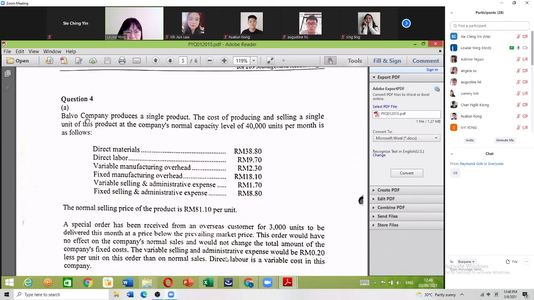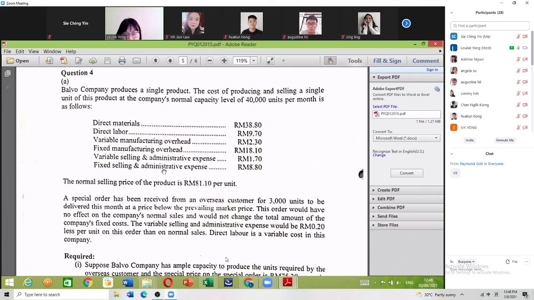Okay, so Bravo company produces a single product, right? The cost of producing and selling this single product at the normal capacity level of 40,000 units per month is as follows. This is based on its budgeted capacity level of 40,000 units, so this is its material, labor, variable overhead, fixed overhead, variable selling and admin, fixed selling and admin. Selling price per unit will be $81.10.